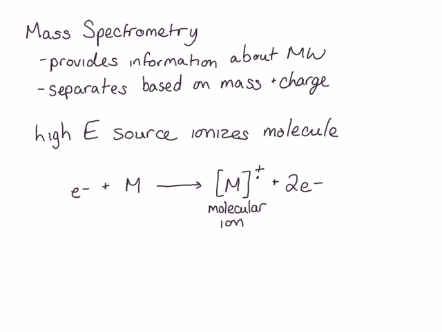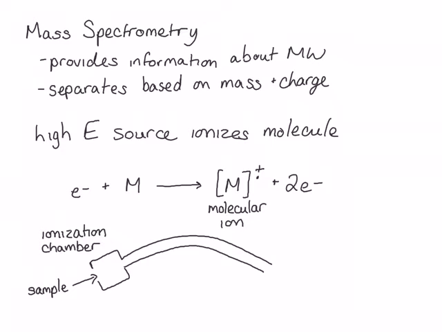Our molecular ion, our molecule that's missing an electron and now has a positive charge, is what we analyze using mass spectrometry. The molecular ion, once created, is sent down a curved flight tube to a detector. So the inside of a mass spectrometer looks something like this. The sample is injected into the ionization chamber. It's within the ionization chamber that the sample is hit with this high energy electron beam to knock off an electron and to give that sample a positive charge. The molecular ion that's formed is then sent down the curved flight tube to a detector at the end.